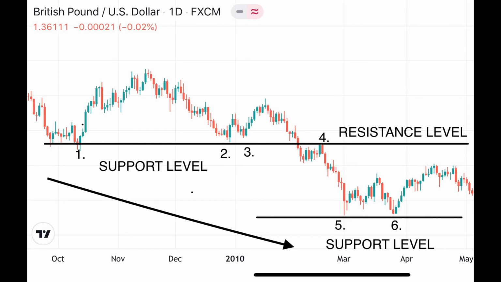And so this level is called the support level. Once price breaks that level, it becomes a resistance level. Do you get it?